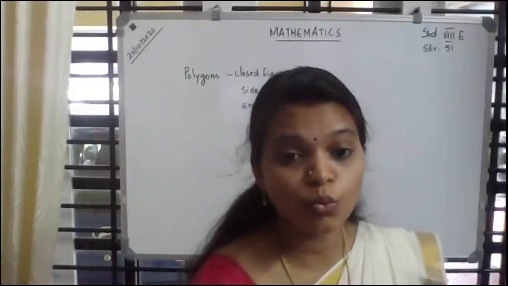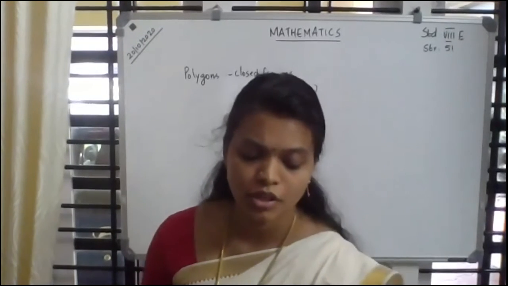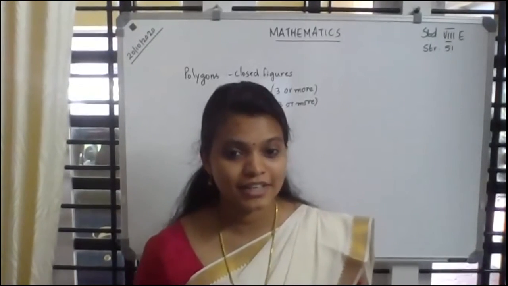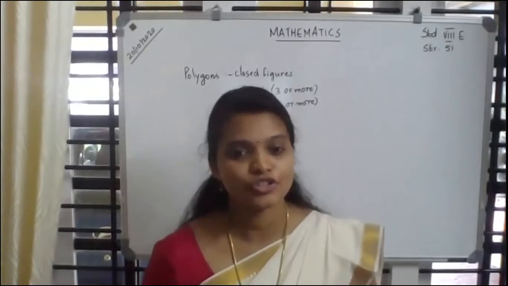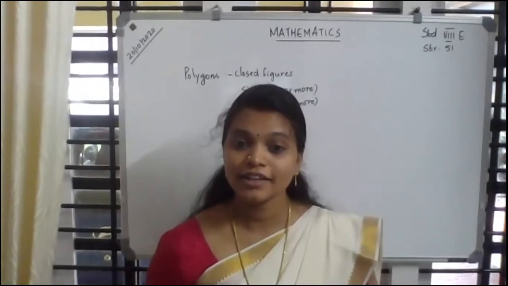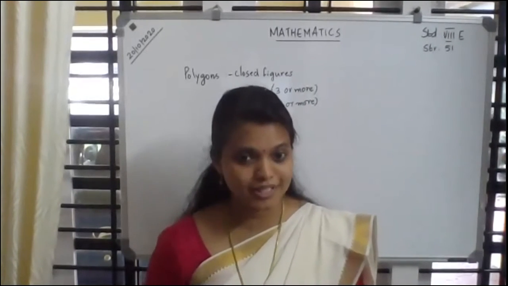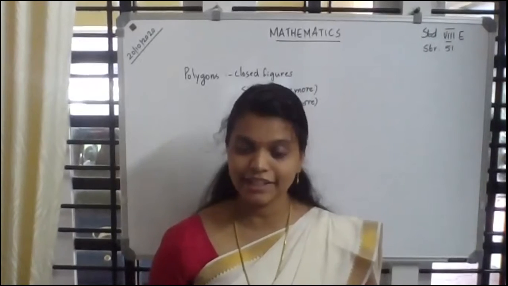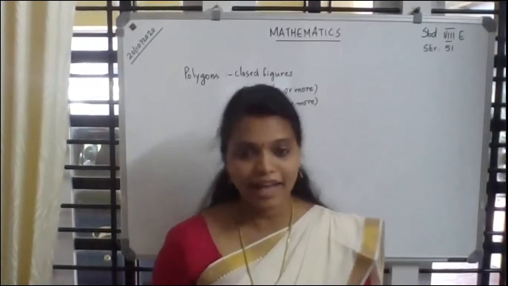So you understood what are polygons. What are the examples for the polygons? Yes, the basic polygon is triangle. Then the next one is the 4-sided polygon. It's quadrilateral. The next one is pentagon. Next is hexagon. Then heptagon, octagon, nonagon, and decagon.